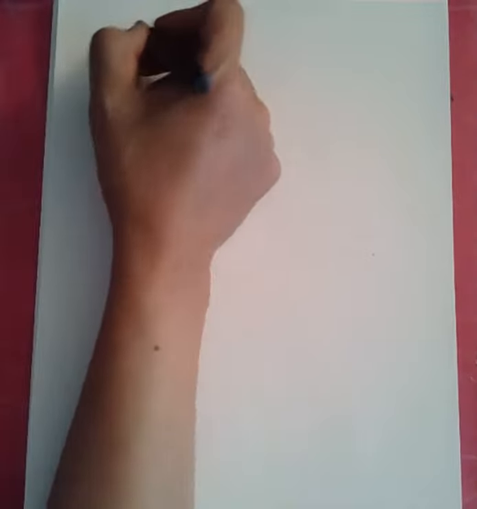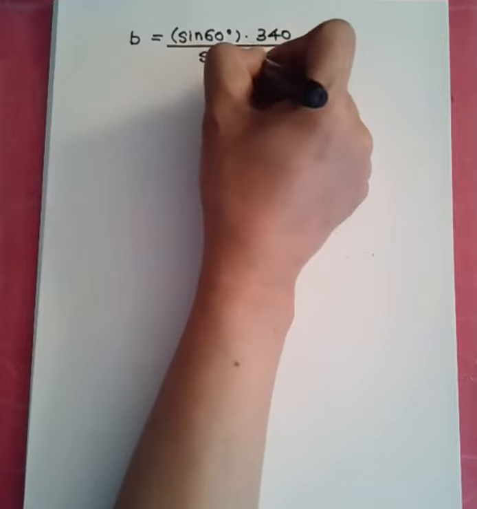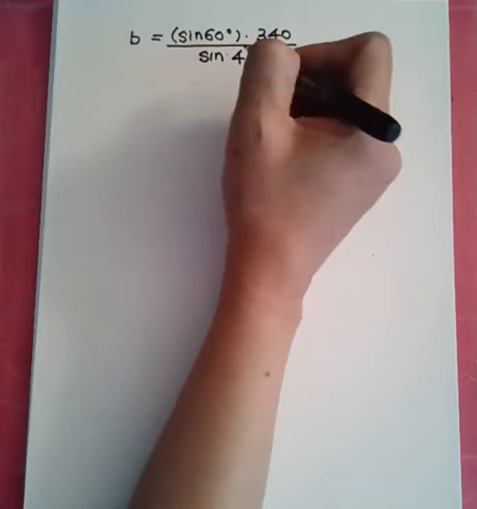So B equals sine of 60 degrees times 340 over sine of 45 degrees.